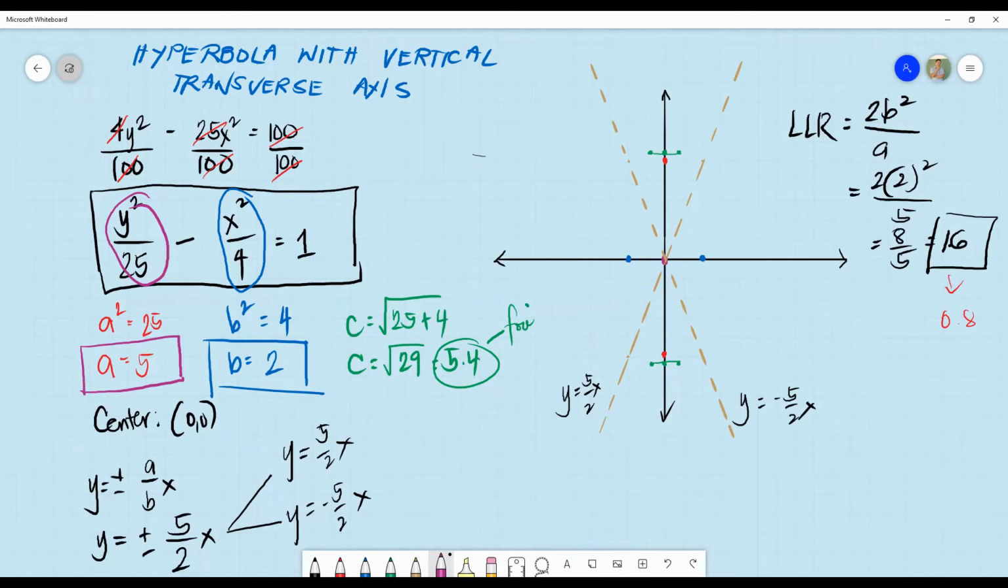So we will have, from the vertices, connecting our latus rectum, making sure that it will not pass through your asymptote. Similarly, here we will have this and this. And this is now the graph of our hyperbola with vertical transverse axis.